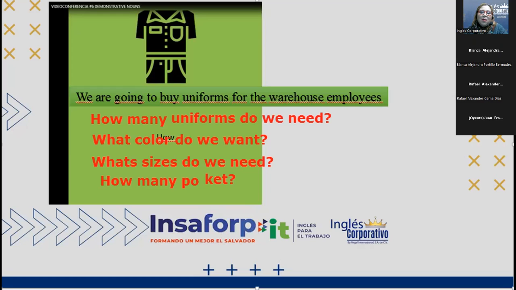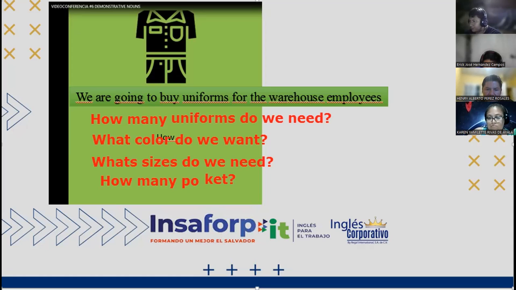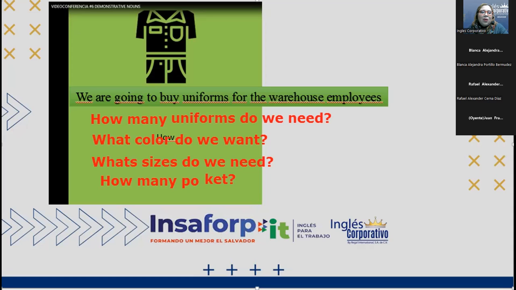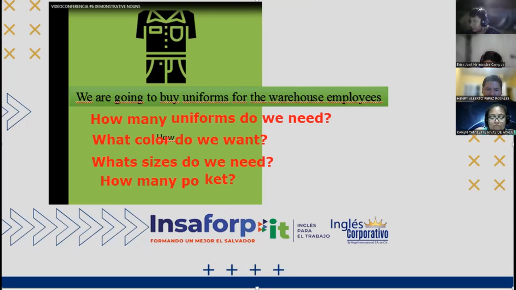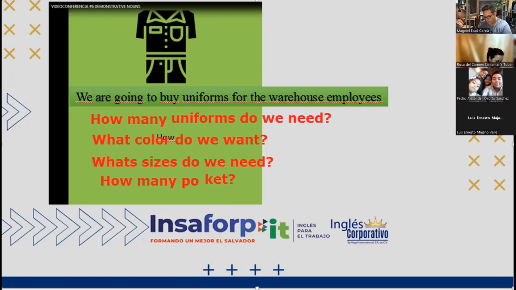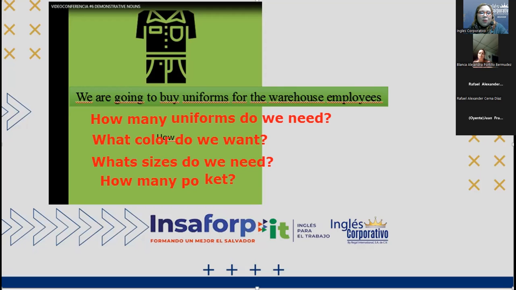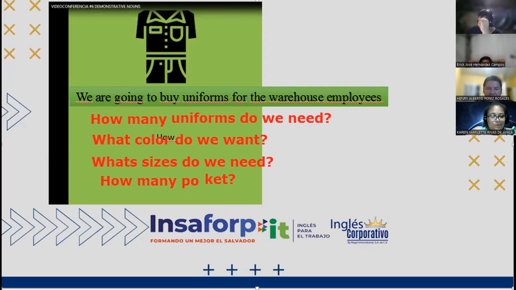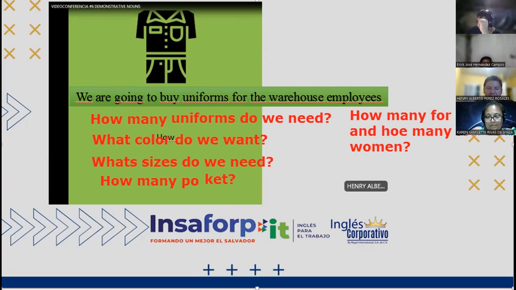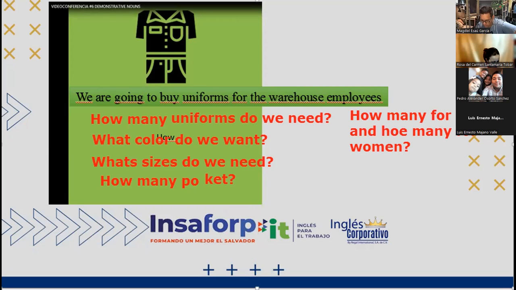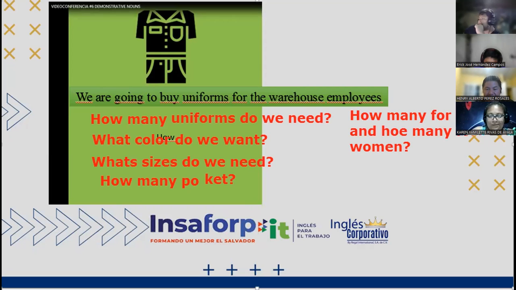Bueno, vamos a ver entonces cómo vamos por acá. How many pockets? How many buttons? ¿Qué era lo otro que dijo Juan? Ah, we need 12 uniforms, large size. Vamos a ver, Karen, una pregunta. ¿Qué podemos preguntar para poder llenar la orden de compra de uniformes? How many for men and how many for women? Only for men? For men. Okay, very good.